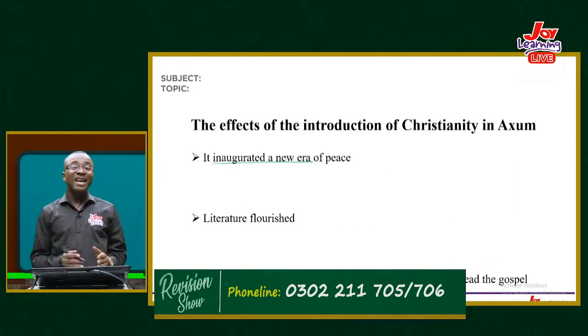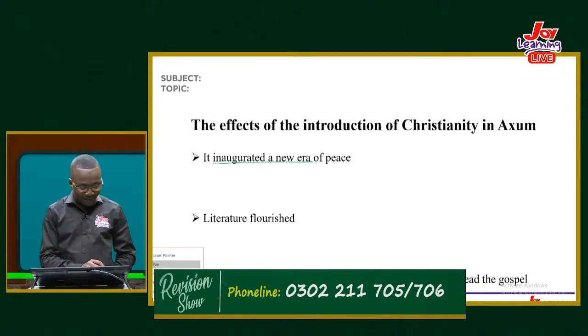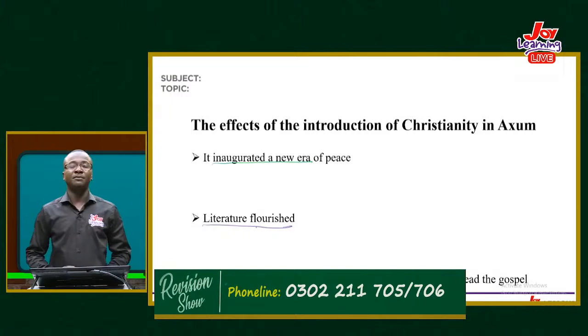Okay. So we're saying that once Christianity was accepted and declared by Constantine as a state religion, everybody accepted it and it became the religion, and there was no need for further persecution, and that brought about that era of peace. The next point we want to look at, as Rita raised, but unfortunately her line will not permit her to explain, is literature flourish.